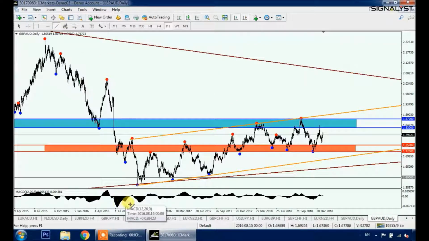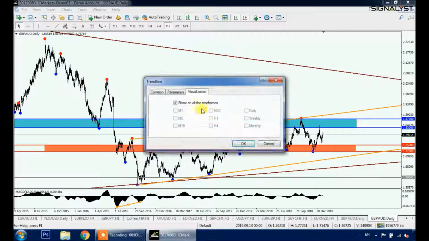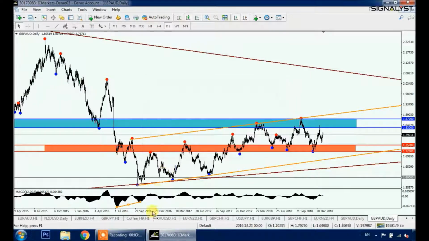Now we also check our MACD for divergence. Here we can have one. It's also old, but let's draw it anyway. So here we have that divergence. MACD is making higher lows and price is making lower lows.